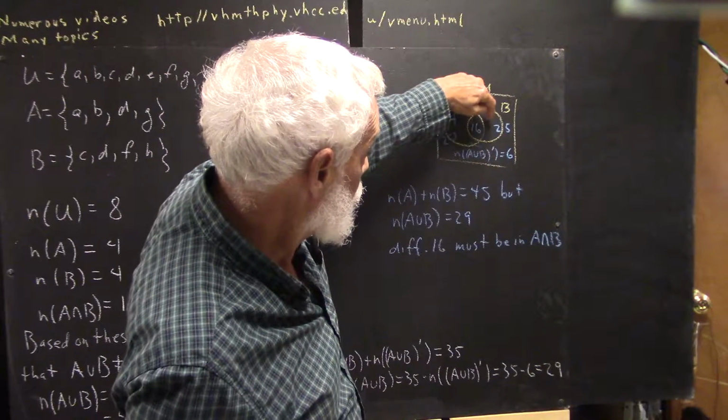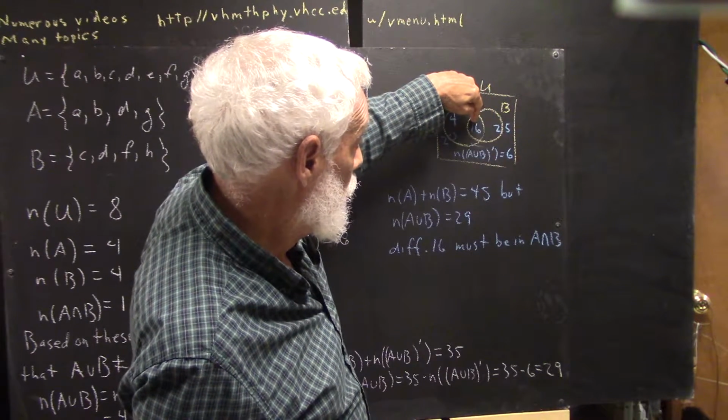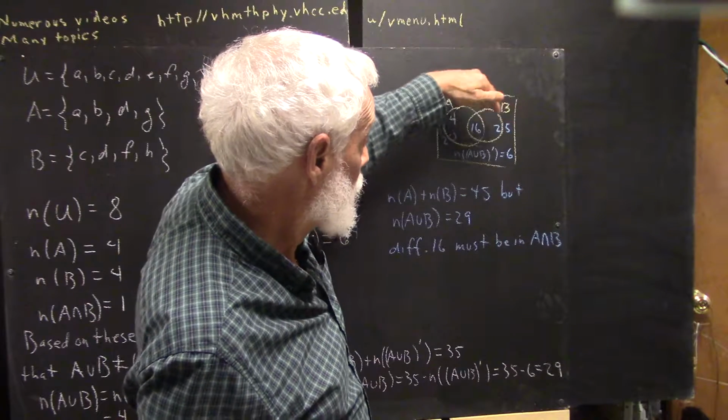So how many are in this part of B? 16 in the intersection, 25 in B. That leaves 9.